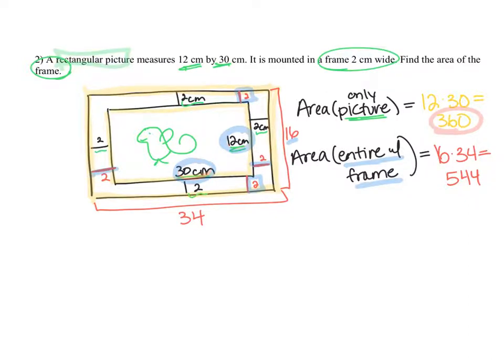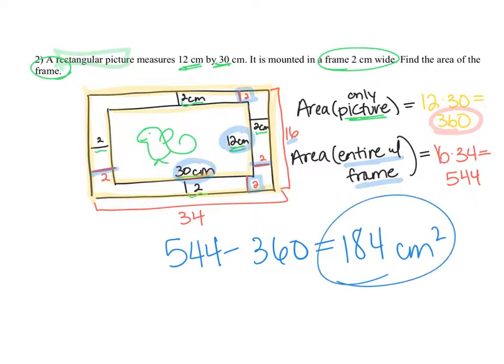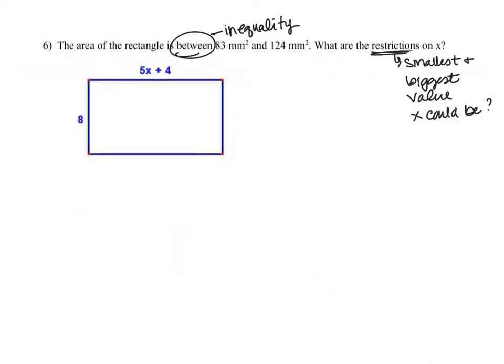So 16 times 34 gave us 544. And now again, if I just want the area of the frame only, I take the entire minus the picture, and I get 184 centimeters squared. Hopefully that helped. Number 6, Emma, you can verify that.